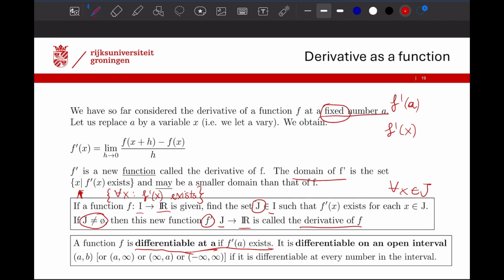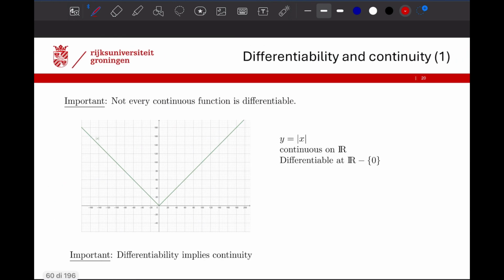How do we go, though, from a fixed number to a variable? We say that a function is differentiable on an interval if f prime of a exists for every number a which belongs to the interval that we are considering. So that's pretty basic. Passing from f prime of a to f prime of x in terms of differentiability is pretty intuitive. We said that it's differentiable at a point a if f prime of a exists. When we go to an interval, if that applies to every single a which belongs to the interval, then the function is said to be differentiable over that entire interval.